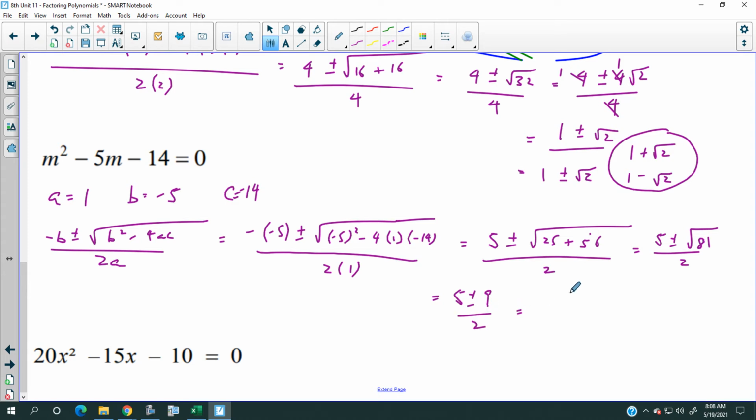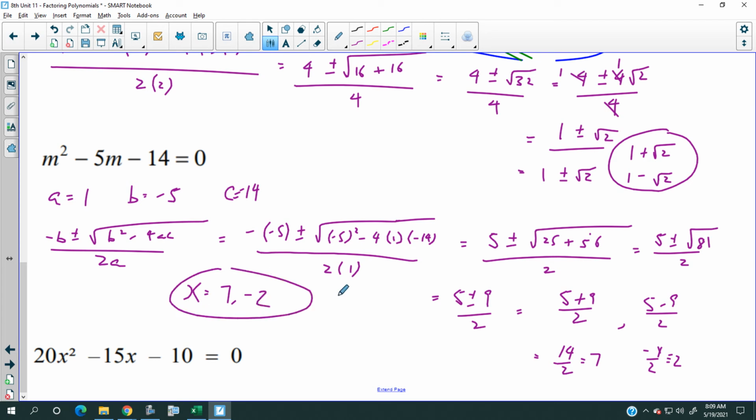So that means we get 5 plus 9 over 2, and 5 minus 9 over 2. So what is that? 14 over 2, and that's negative 4 over 2. That's 7, and that's negative 2. So our solutions are x equals 7 and negative 2. Yeah, negative 2. I checked the answer key, and there you have it.